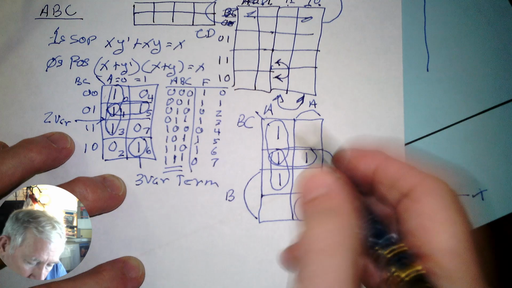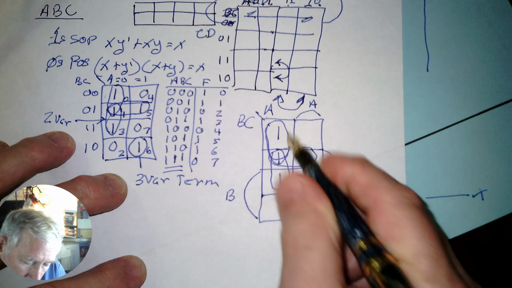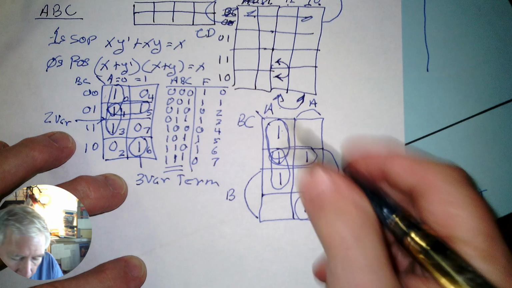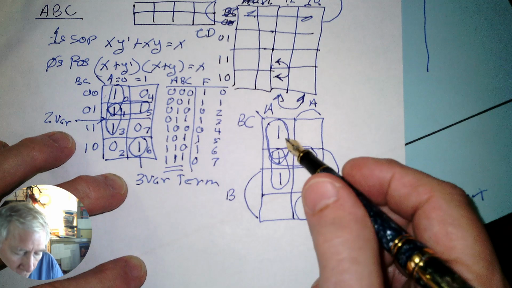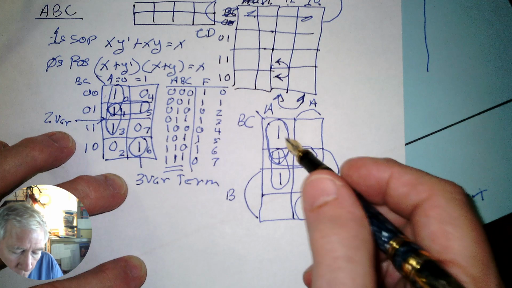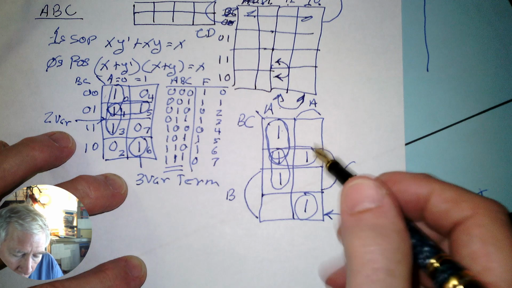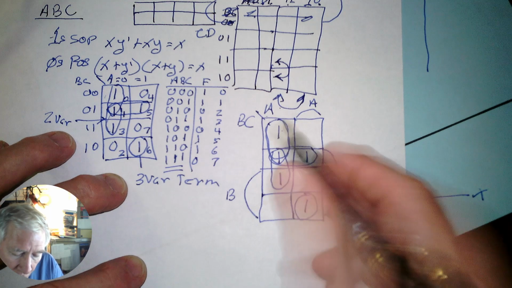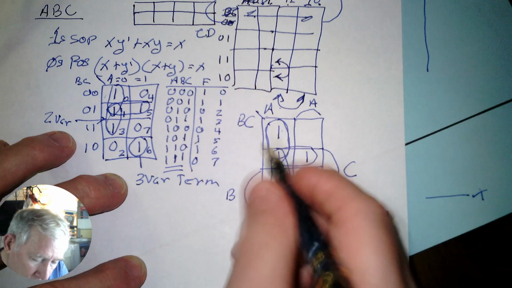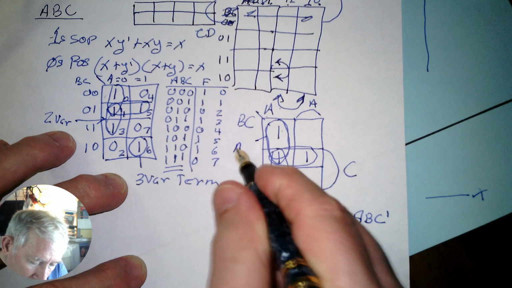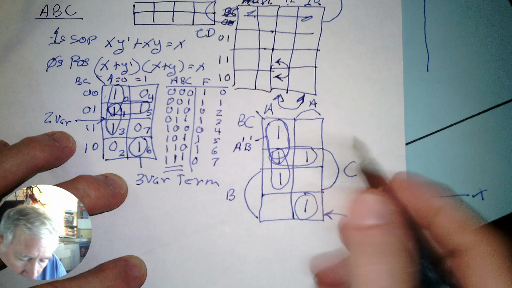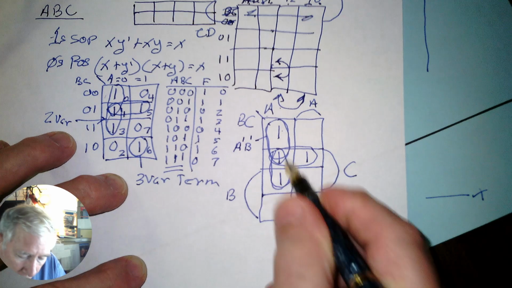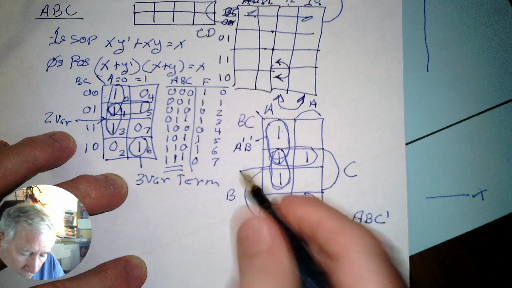Now, this group of 2, it's going to be A prime, because A is prime for this whole column. We know the top 2 rows are B prime, but we know that the very top row is C prime, and this row is C. So C changes. So this group of 2 is just going to be A prime, B prime.